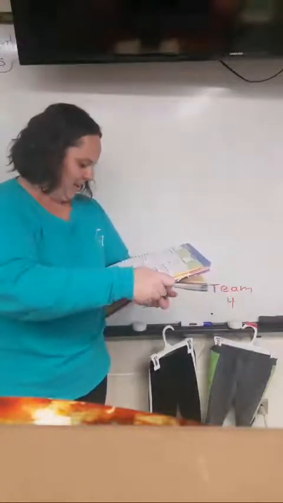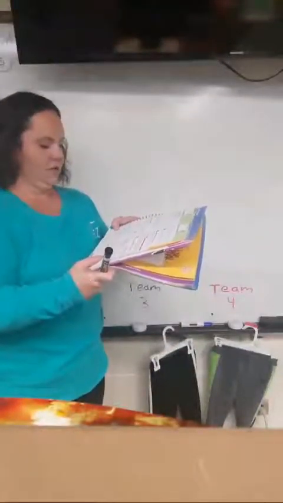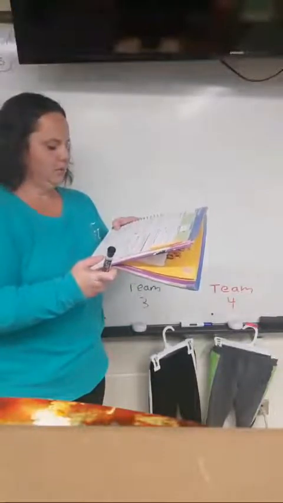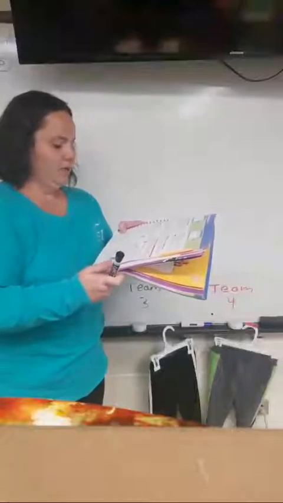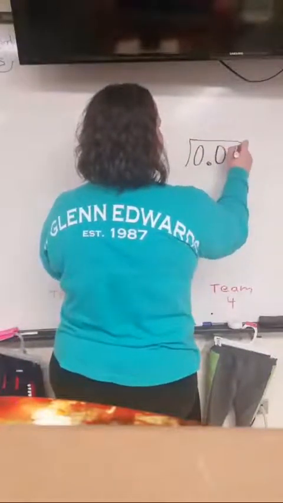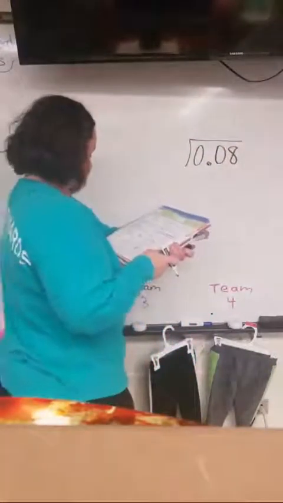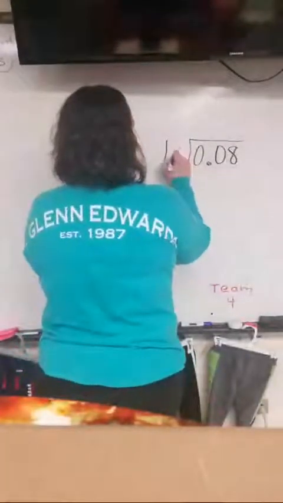Anyways, okay, look at number 11, because it says find each unknown on 11 through 13. Well, the unknown is what it's equal to. So I'm going to do number 11 with you just so you guys can see. So it is 0.08, so 8 hundredths divided by 1.6.